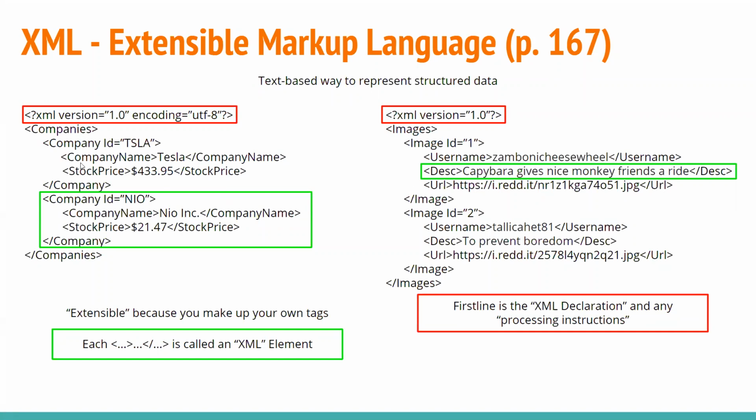So companies to companies, that is one XML element. Company to company, that is an XML element. Company name to company name, that is an XML element. Description to description, that's an XML element. Okay, so any pair of opening and closing tag can be considered an XML element.